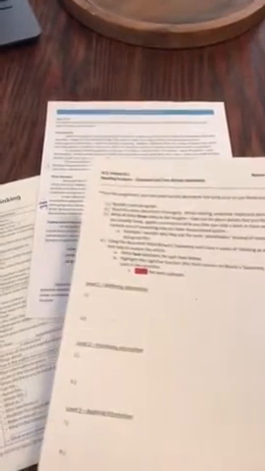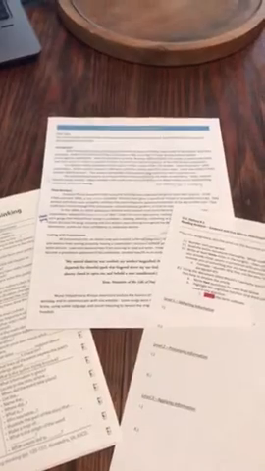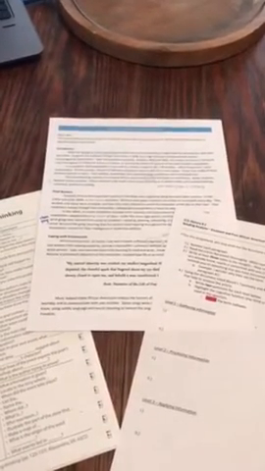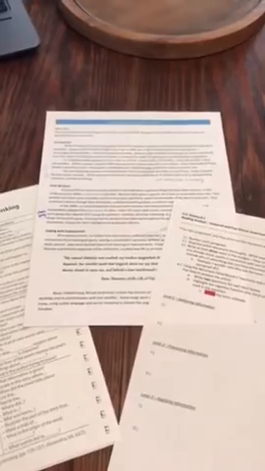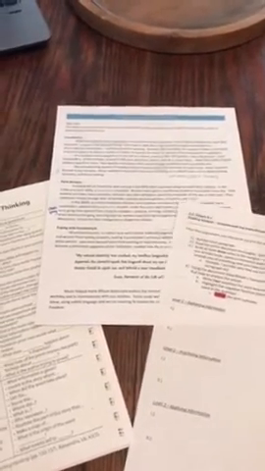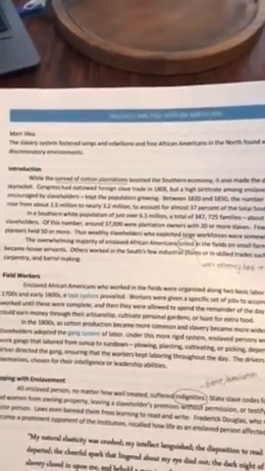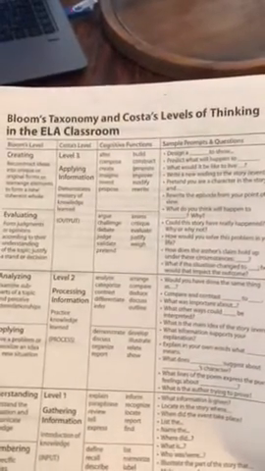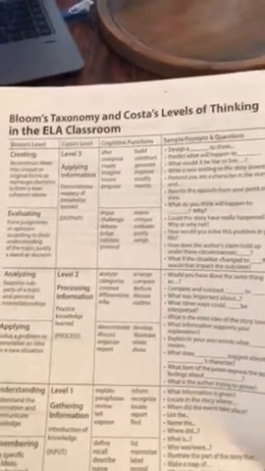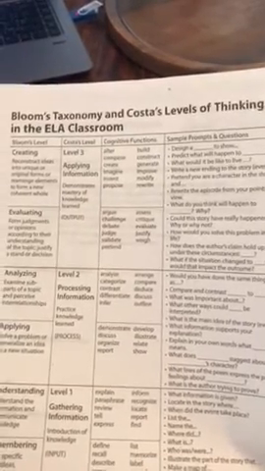So what I did was print out the documents that you're going to need to complete this assignment. If you want to do it all online, that is perfectly okay. The first one is the actual assignment that has the directions printed on the top of it. And then we have the reading document titled Enslaved and Free African Americans. And a little bit later, you are going to need this one, and its title is Bloom's Taxonomy and Costa's Levels of Thinking in the ELA Classroom.